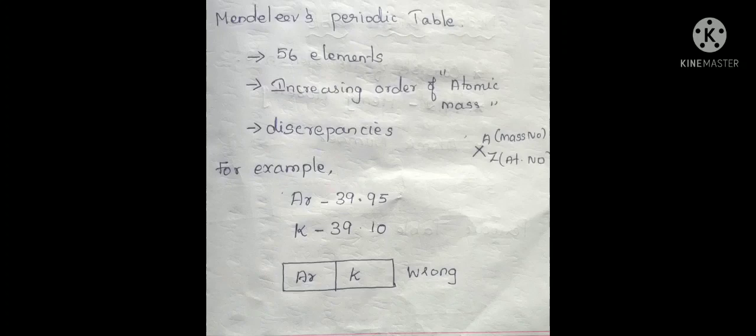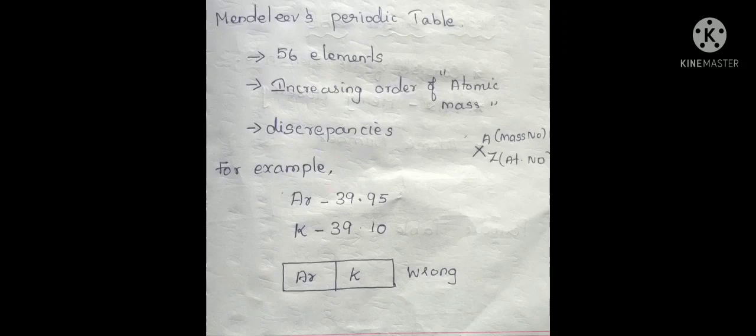One is given here. Let us see. Argon, its atomic mass is 39.95. Potassium, 39.10 atomic mass unit. But argon is placed before potassium. It is wrong, isn't it? Because argon has to come after potassium if it is arranged based on increasing order. But here argon is placed before the potassium. He did not strictly follow the rule, isn't it? According to him, increasing order of atomic mass. It is not followed here.